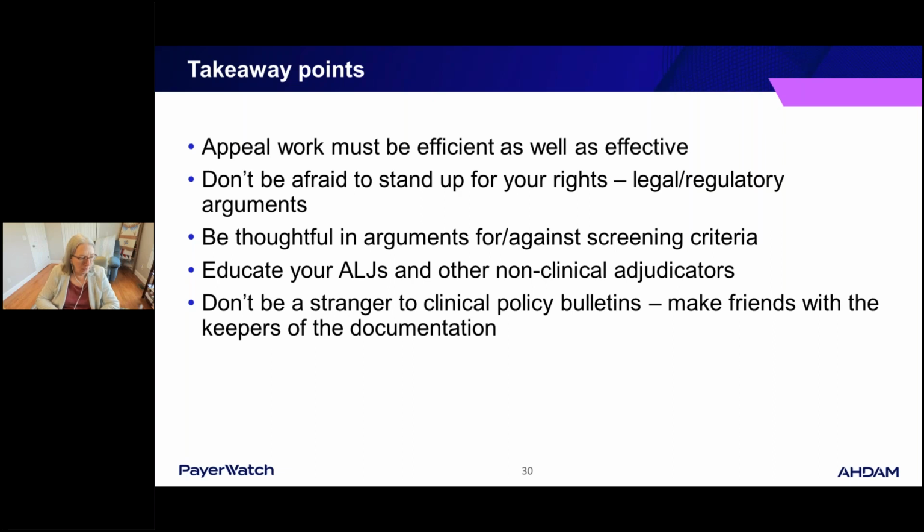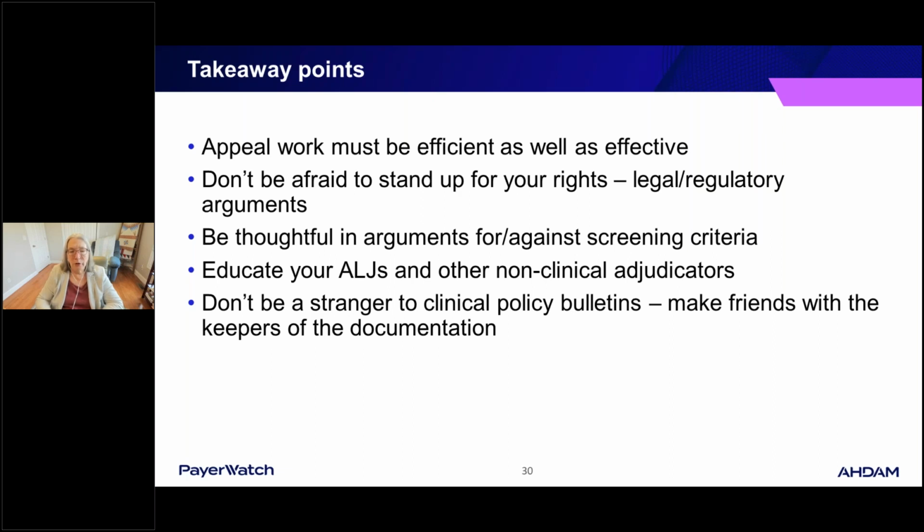Okay, so some takeaway points and then we'll get into some questions. Think about your appeal work being efficient as well as effective. Don't be afraid to stand up for your rights, your legal and regulatory arguments. As I said, we really have to start taking advantage of the avenues to go outside of the traditional appeals process. Be thoughtful in your arguments for or against screening criteria. Just going to leave you with some thoughts about how you want to manage that.